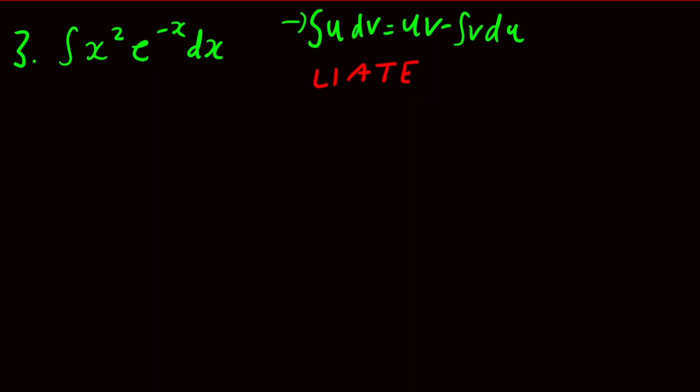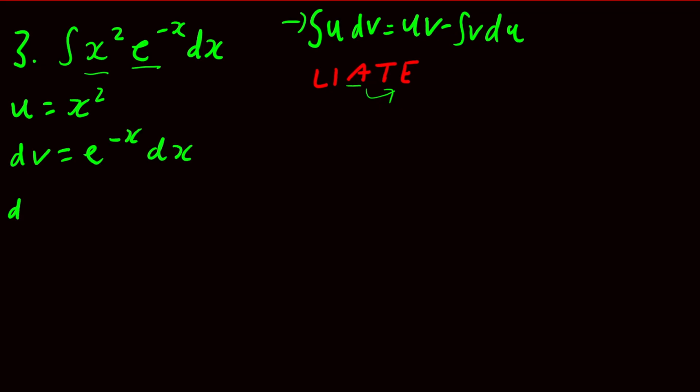Now let's pick our u. Let's look at the stuff in our integrand. This is an exponential, and this is an algebraic. An algebraic comes before the e, so I'm going to make x squared our u. That means dv has to be e to the negative x dx. Why do we need du? Because that's in our master equation, and same with v. So du would just be 2x dx.